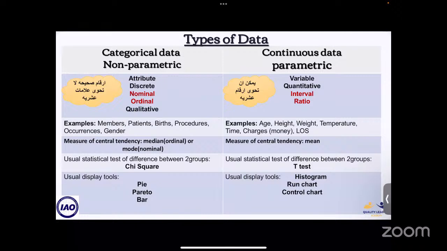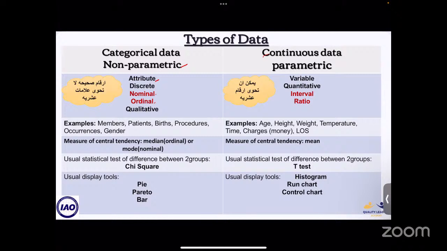In statistics, the most important thing is knowing how to identify the type of data. We have here the non-parametric, or we call it the categorical data. This includes attributes, discrete, nominal, ordinal, and they are called qualitative data. Another type of data is the continuous data, or the parametric. Understanding these categories is essential for statistical analysis, as the type of data determines how we analyze it, measure its central tendency, and visualize it.